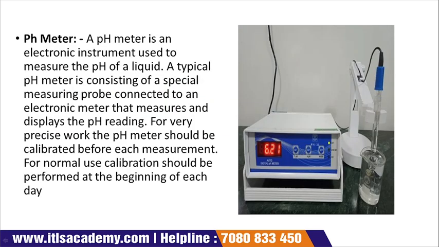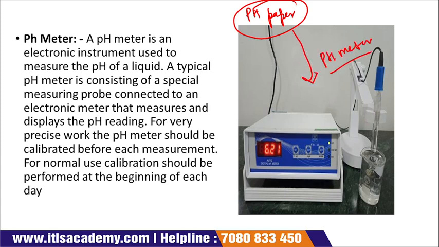Now second is your pH meter. The pH meter is used for the measurement of pH. In our school days, we measured pH with the help of pH paper. Now pH paper is not used, we use a pH meter. Okay, so the pH meter has a display and a temperature control.